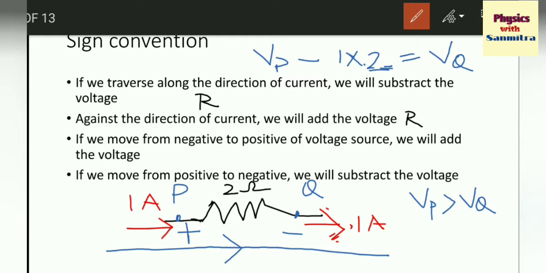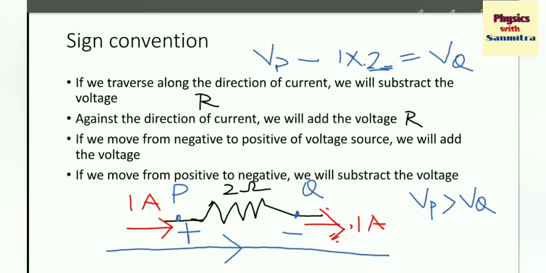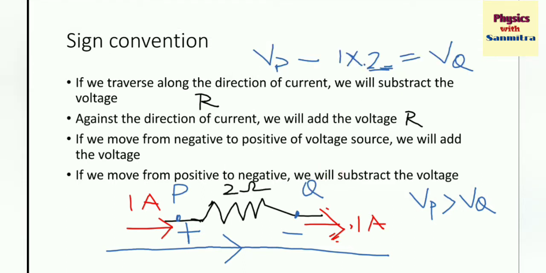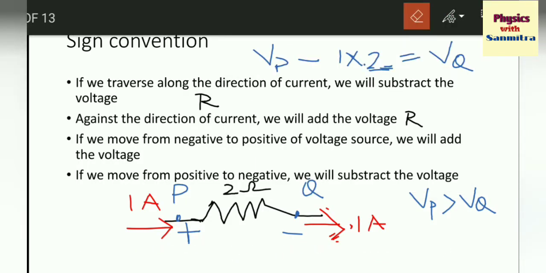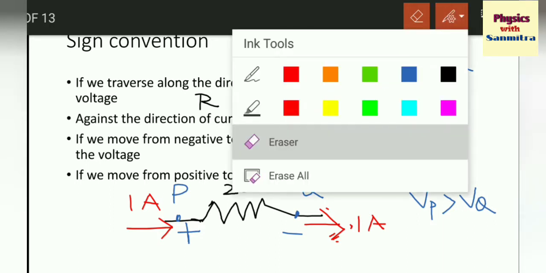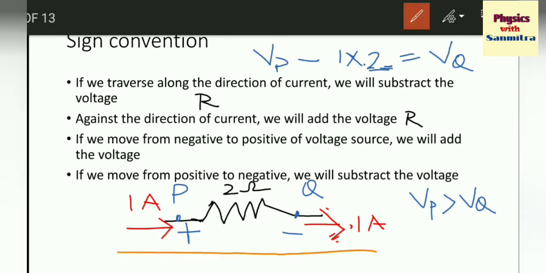Now what will happen if we go against the current? We'll just change the direction here. Let's show it in orange. This is against the current. Current is flowing from left to right, as we can see from the red ink, and we are running the loop from right to left. So from Q to P it is going. Now you see one thing.